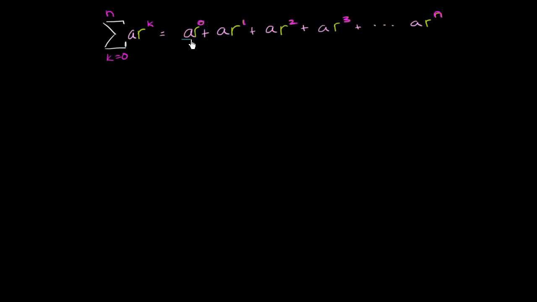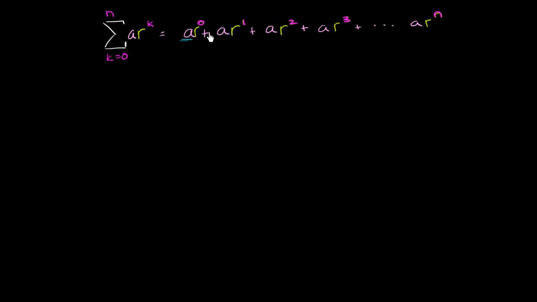So our first term is going to be a, and then each successive term is the previous term times our common ratio, times r. So a times r is a times r to the first. That times r is a r squared, on and on, all the way until we go to a times r to the n. This is a finite series right over here.